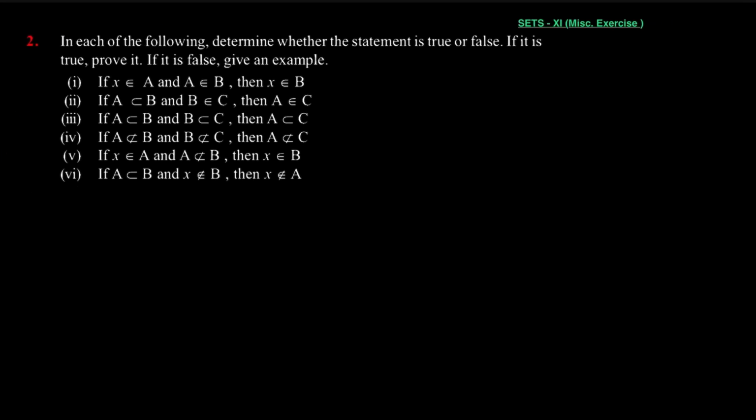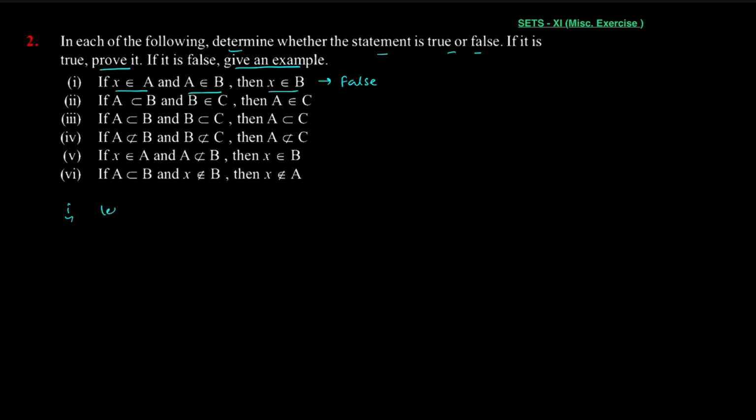Towards the next question. The question is, in each of the following determine whether the statement is true or false. If it is true, then prove it. If it is false, give an example. So part number first is, if x belongs to A and A belongs to B, then x belongs to B. This statement is false. So to prove that this statement is false, let us give an example.